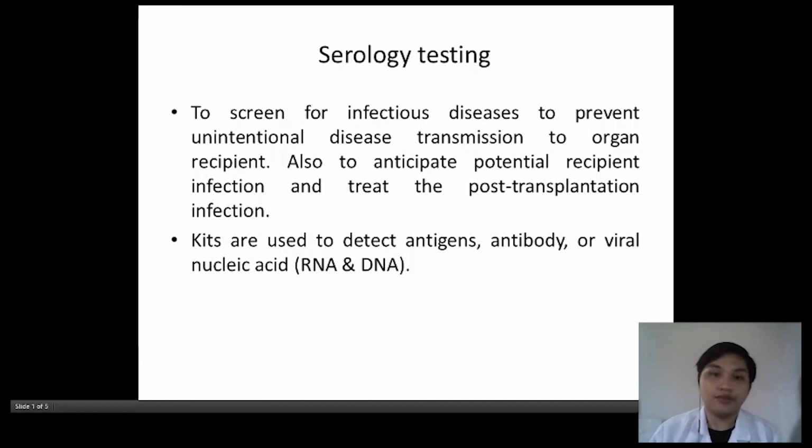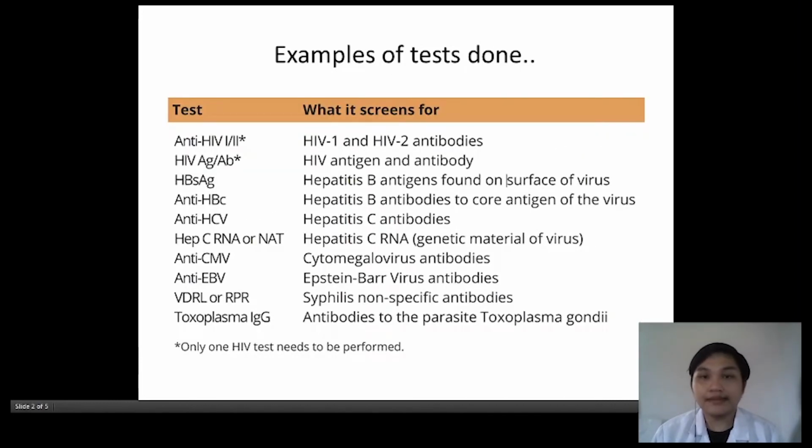I will continue for my part, which is serology testing. Serology testing is basically a test which is done to screen for infectious disease to prevent unintentional disease transmission to organ recipient. These tests can also be done to anticipate potential recipient infections and to treat the post-transplantation infection after we know what infections may be present after the transplantation. For these types of tests, kits have been invented to detect antigens, antibody, or viral nucleic acid of the infectious disease.